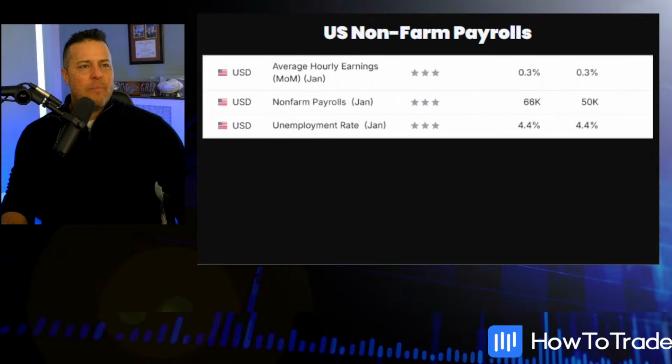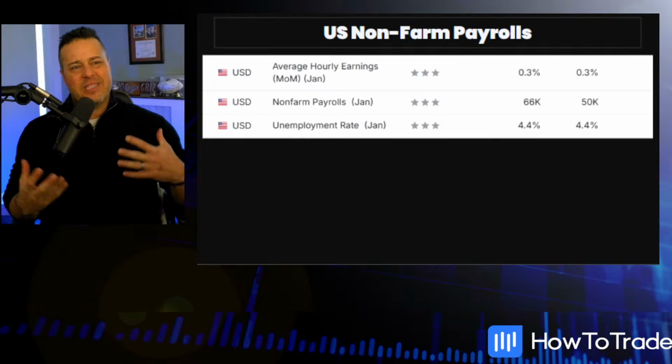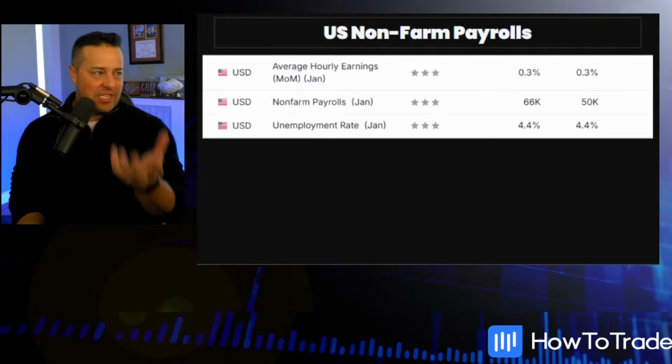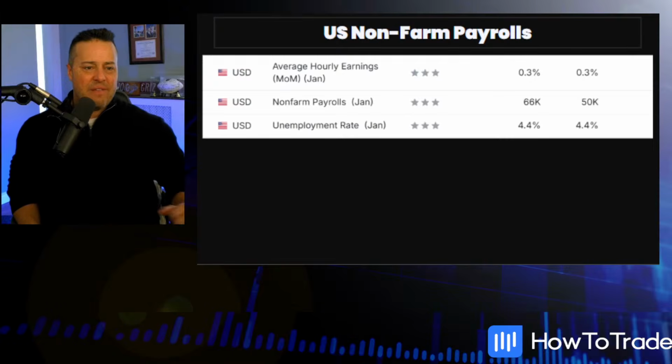Okay, so U.S. non-farm payrolls, that was the question at hand. What do we want to say about it? What do we think about it? Well, here are your expectations. The market believes that earnings are going to come in static at 0.3. They believe the NFP is going to grow from 50,000 to 66,000, and they also believe that the unemployment rate is going to remain static at 4.4%.